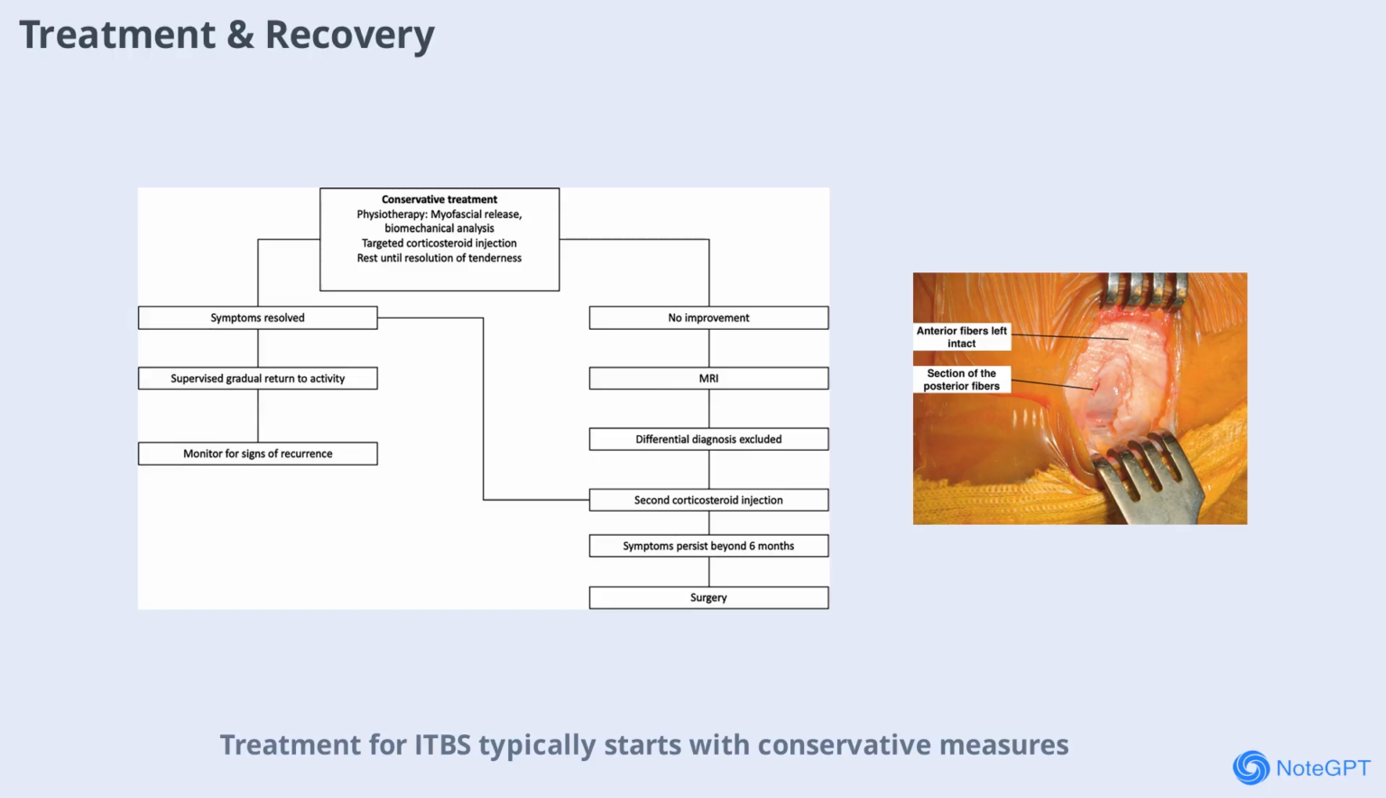Treatment for ITBS typically starts with conservative measures. The acute phase focuses on pain control using rest, anti-inflammatory medications, corticosteroid injections, and myofascial release. As pain decreases, stretching and strengthening exercises for the hip abductors, gluteal muscles, and core stabilizers become central. Foam rolling and manual therapy can help reduce ITB tension. Gait retraining is essential to correct biomechanical flaws.